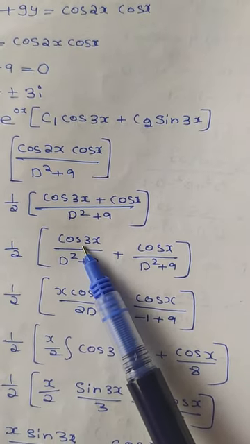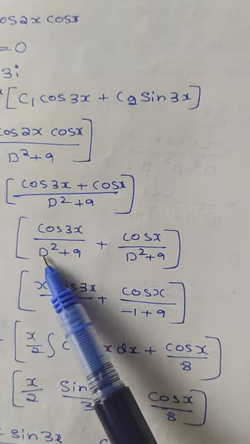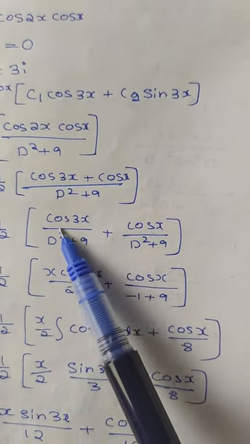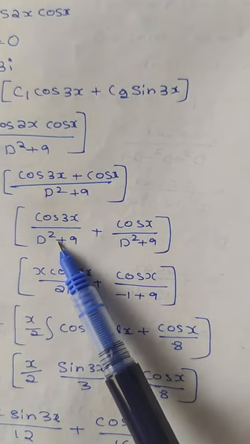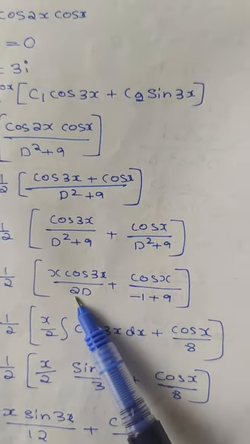That means replace d square by minus 3 square. That is minus sign. If you replace d square by minus 9, we get minus 9 plus 9 is 0. So multiply the numerator with x and differentiate the denominator.